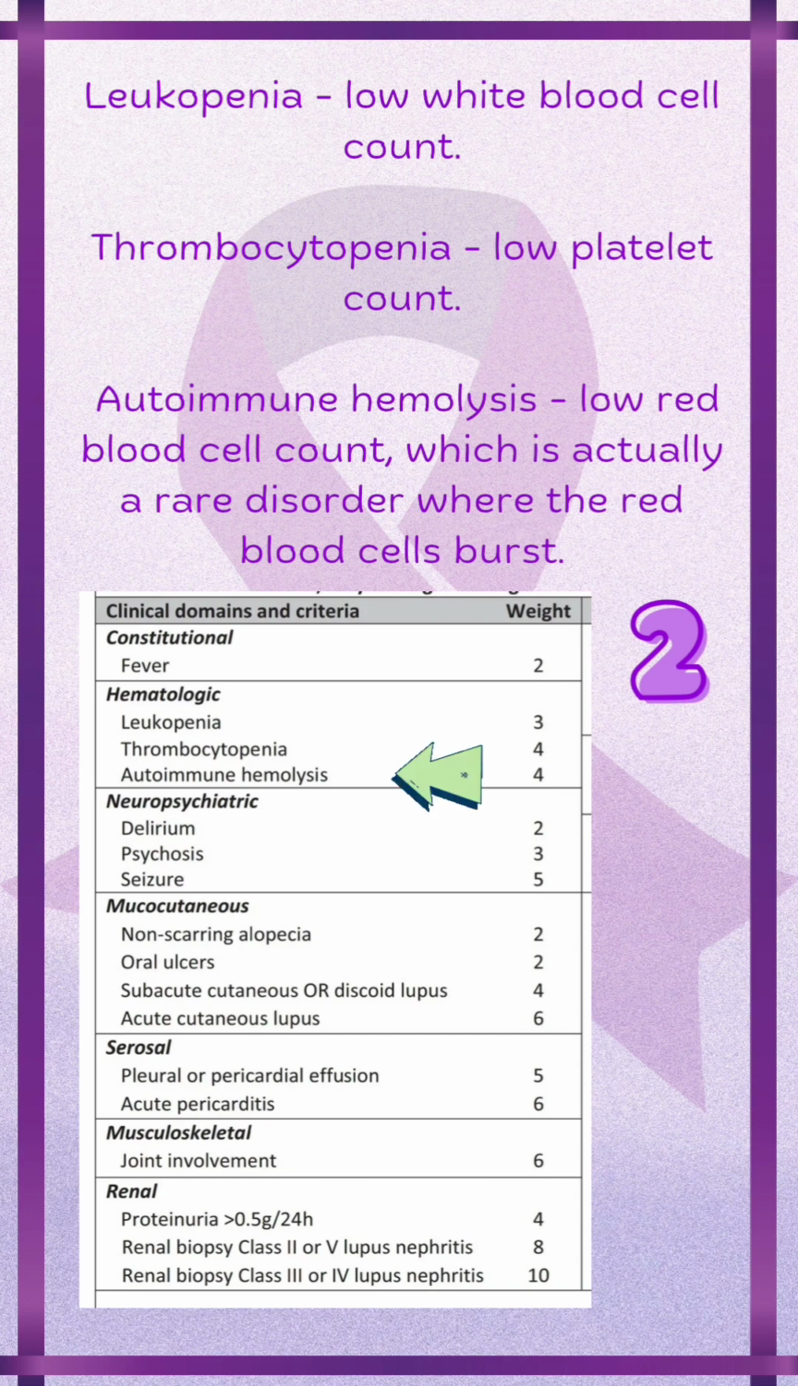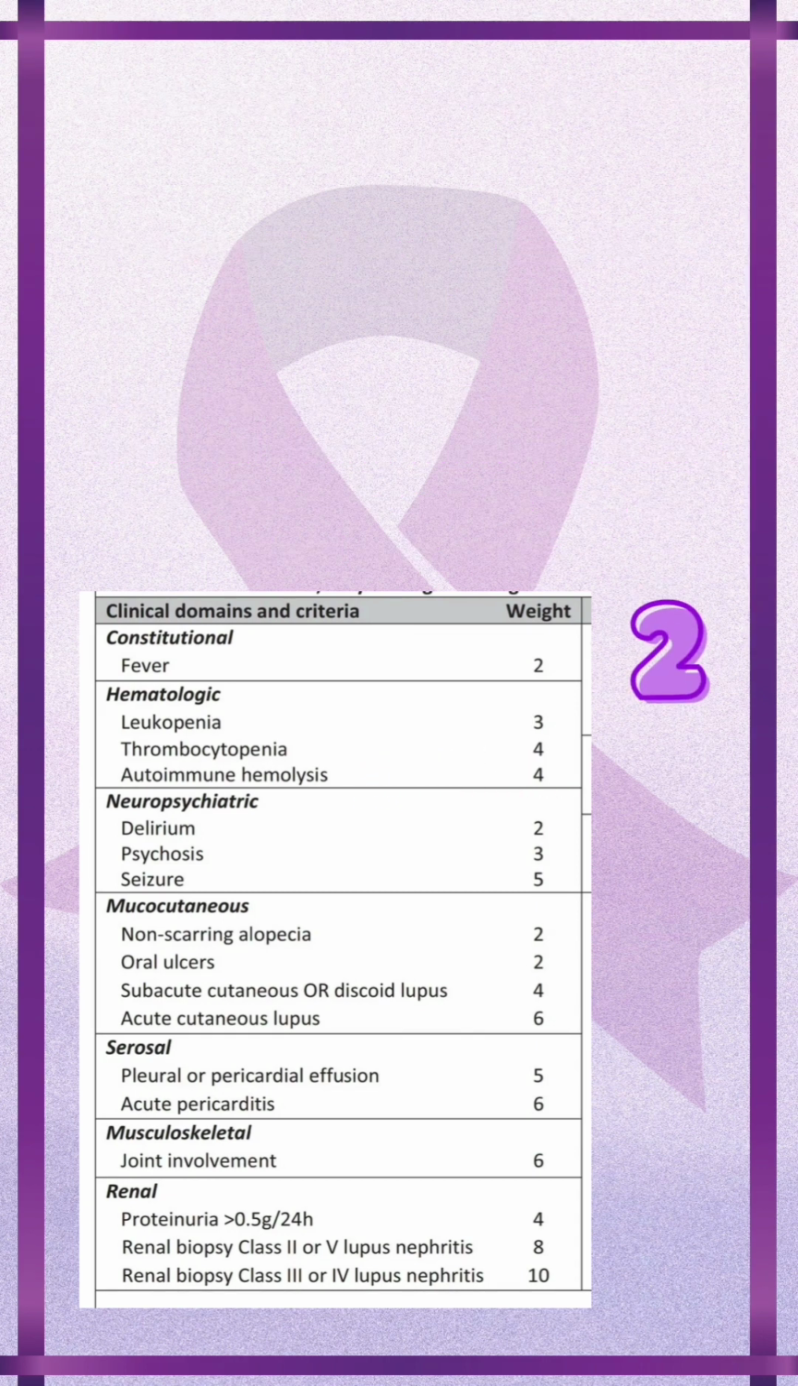Third of all, the autoimmune hemolysis test. I hope I'm saying these words correctly. Meaning low red blood cell count, which is actually a rare disorder where the red blood cells burst. Again, if this test comes back positive, you will score a total of 4 points. So I guess you can now understand how this point system works. Every test that comes back positive, you will score the relative points.